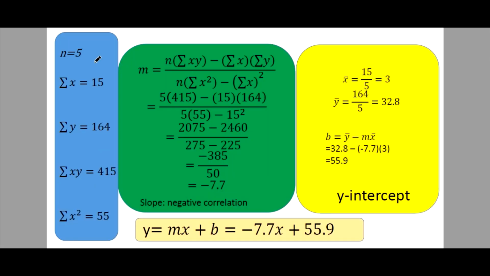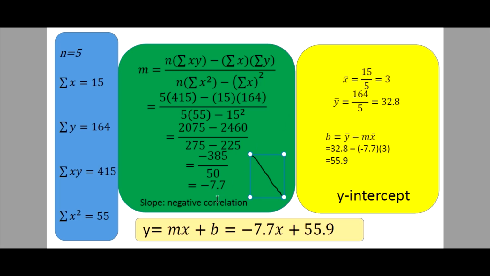Okay, and then we have this. n is 5. The summation of xy is 415. The summation of x is 15. Summation of y is 164. Divided by n is 5. Summation of x squared is 55. Minus the square of the summation of x, which is 15. Using your calculator, we have negative 7.7. So it's a negative slope, so it's like that.